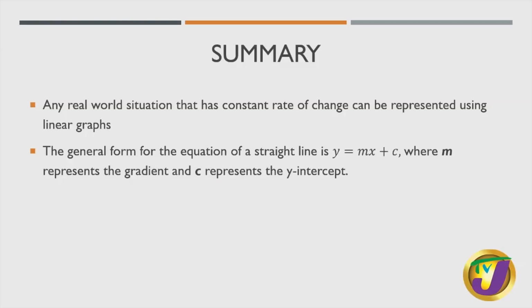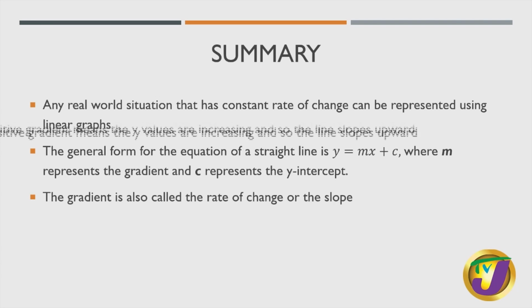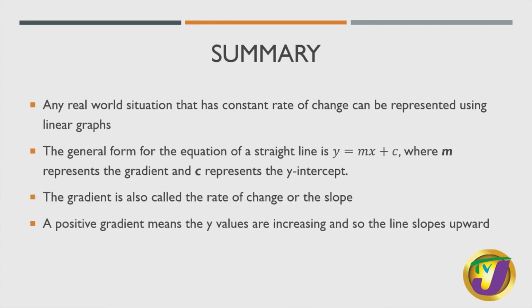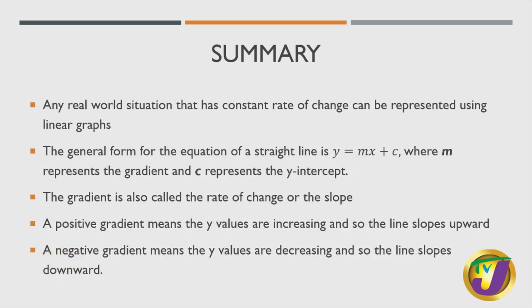We learned today that any real world situation that has a constant rate of change can be represented using linear graphs. We also learned that the general form of an equation of a straight line is y equal mx plus c, where m represents the gradient and c represents the y-intercept. We also learned that gradient is also called rate of change or slope. We learned that positive gradient means upward slope, while negative gradient indicates a downward slope.